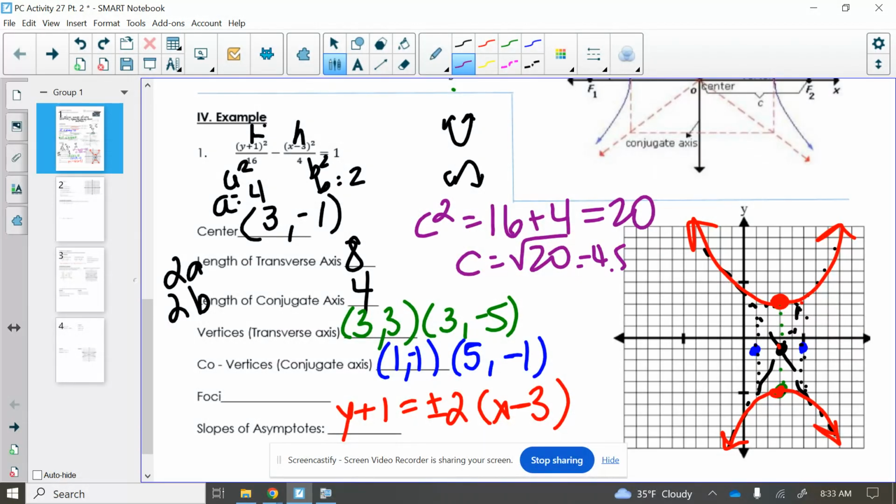So we're going to go up from our center 1, 2, 3, 4.5-ish, and down 4.5-ish. Again, you could represent that a couple different ways. Exact value-wise, we would say (3, -1) plus or minus square root of 20, or you could use the decimal approximations as well.